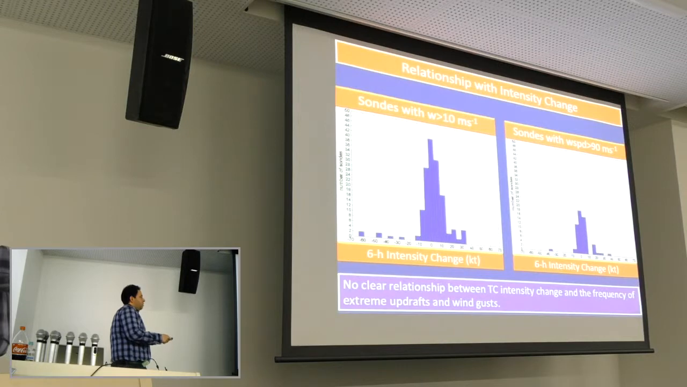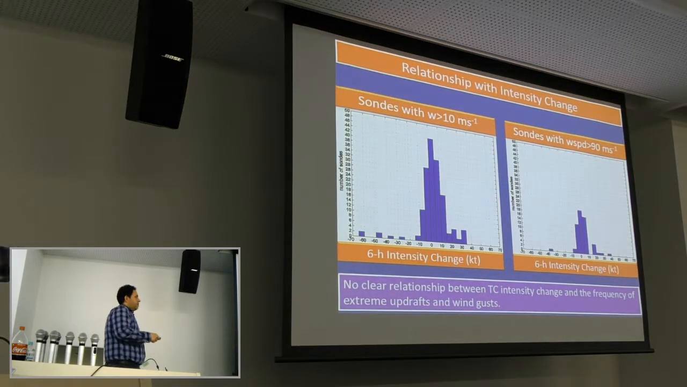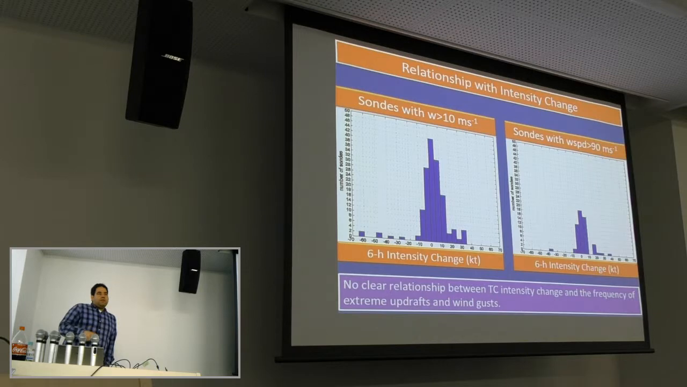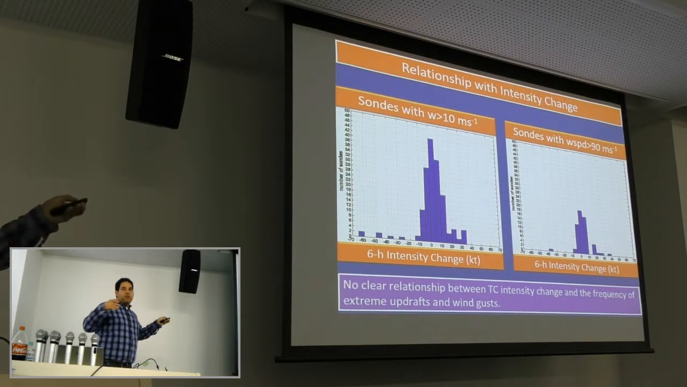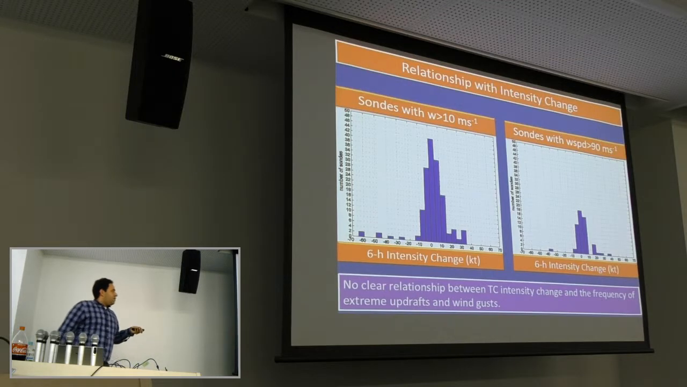There's slightly more strengthening storms with updrafts than weakening storms, but that's probably because on average there are more storms that are found to be strengthening at any given time than weakening. If you look at the data set of all sondes, there are more cases that are strengthening. So this is very similar to the distribution of all dropsondes. So if there is a relationship between intensity change and these extreme updrafts, it isn't a clear tendency. It isn't a strong relationship because it doesn't come out in this data set.